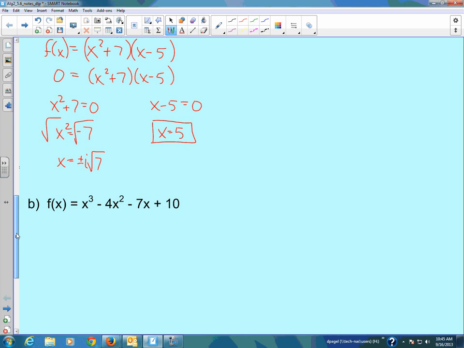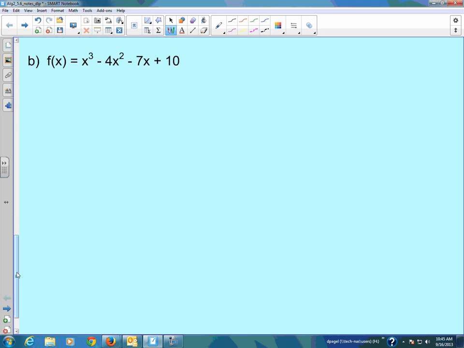Now let's try one where we don't do factor by grouping. This one I can't factor by grouping anyway. So let's see if we can do our P's and Q's. So P's, Q's. All right, we have plus or minus 1 and 2 and 5 and 10. Q is plus or minus 1 again. So our P over Q's become just the P value. So plus or minus 1, 2, 5, and 10.